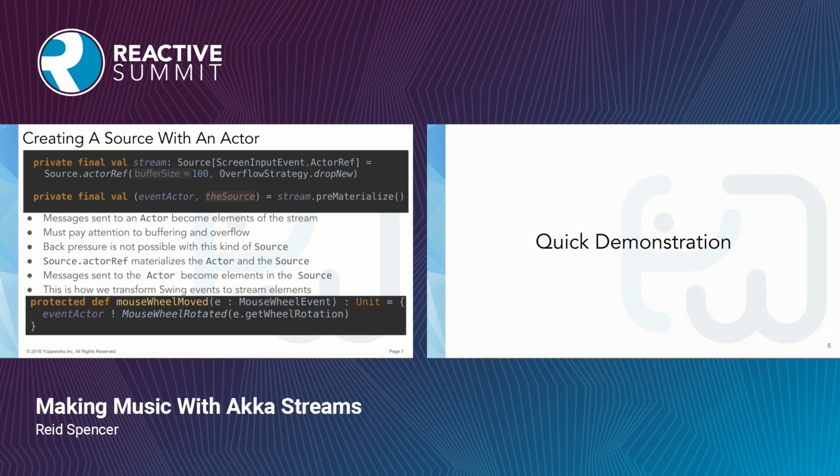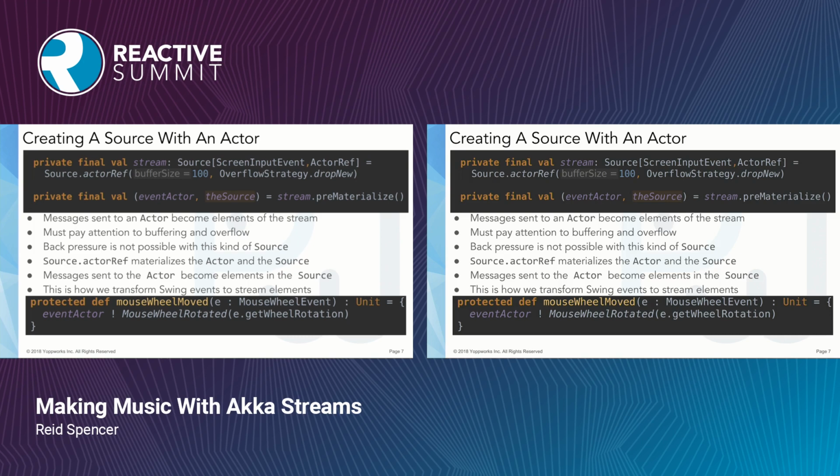So messages sent to an actor become elements of the stream. So all I have to do is send something to an actor, and Akka Streams will provide that actor to me. And anything sent to it gets put on the stream. Okay? So this allows me to feed the input by just using an actor, sending the actor messages. As you can see, you need to pay attention to the overflow strategy because there is no back pressure support with this kind of source.